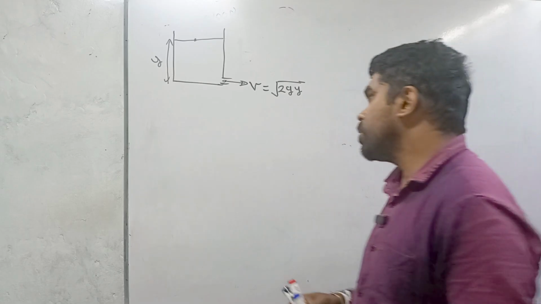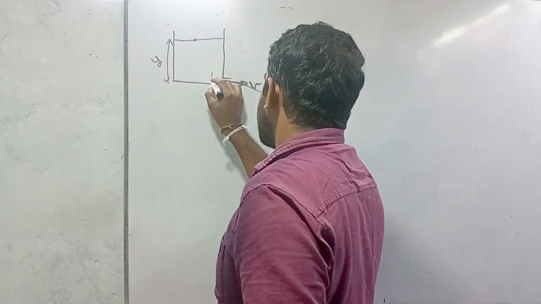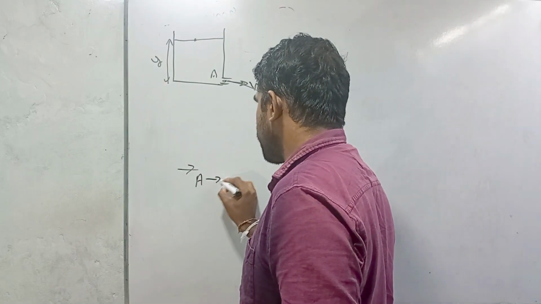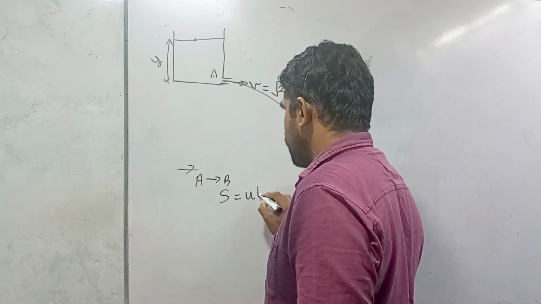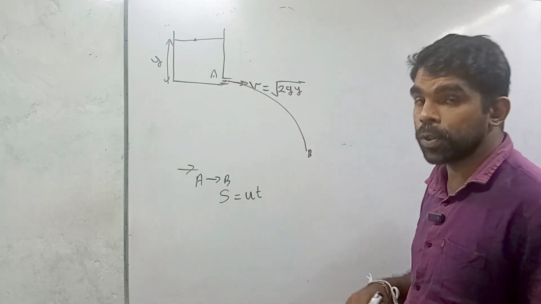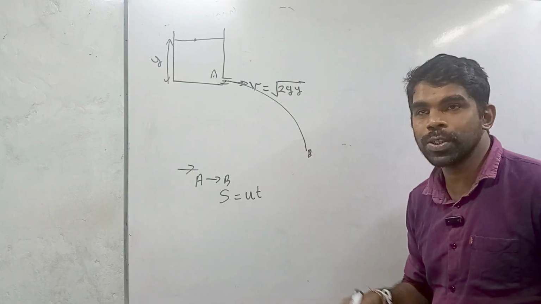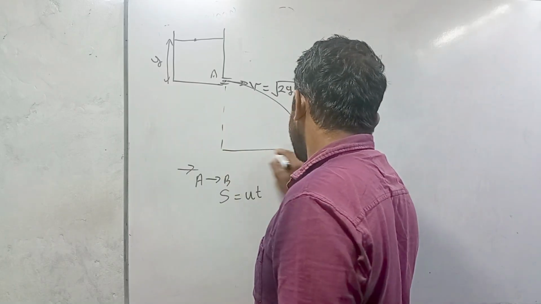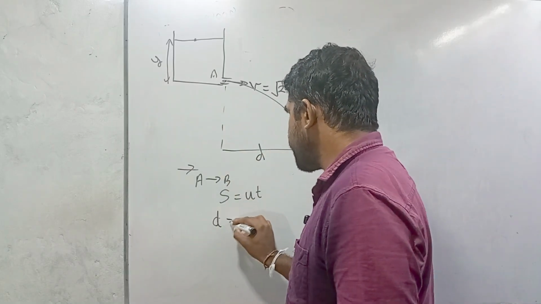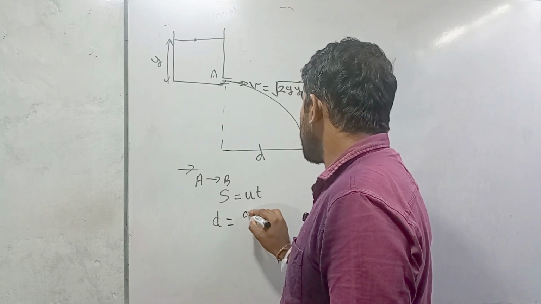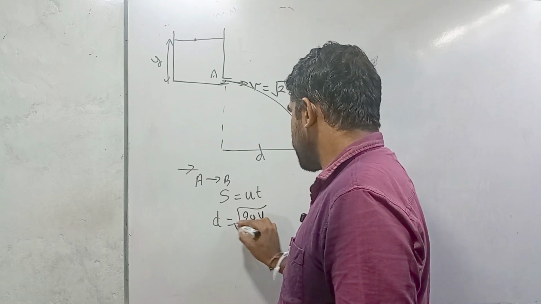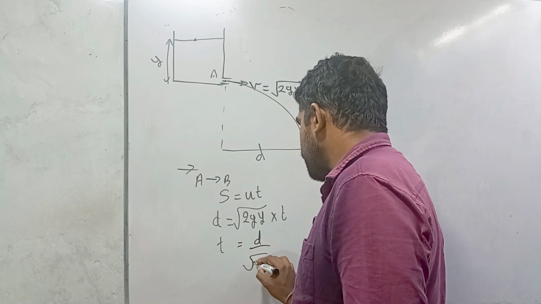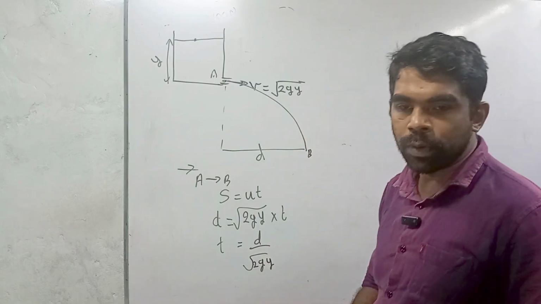Then we can use horizontally A to B, s equals ut. It is a projectile motion, therefore we can use s equals ut for the horizontal motion. They have given this distance as D, then D equals velocity, root 2gy, times time t. Then we can make time the subject: t equals D divided by root 2gy.